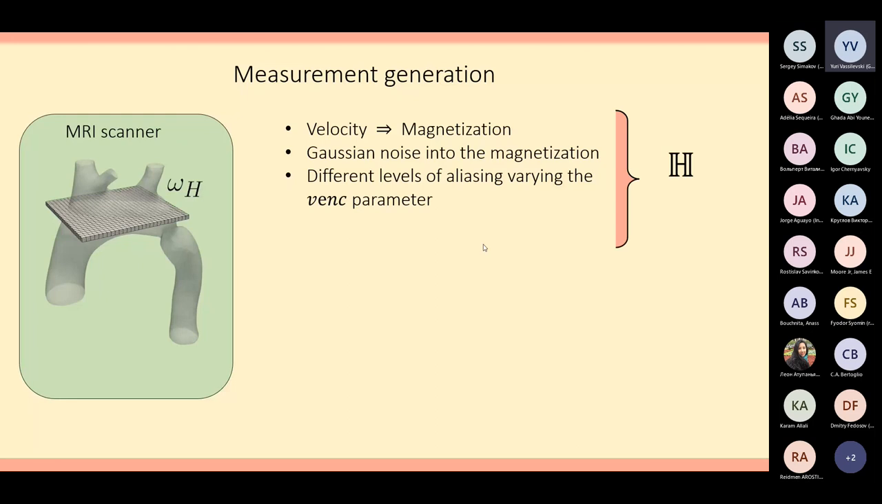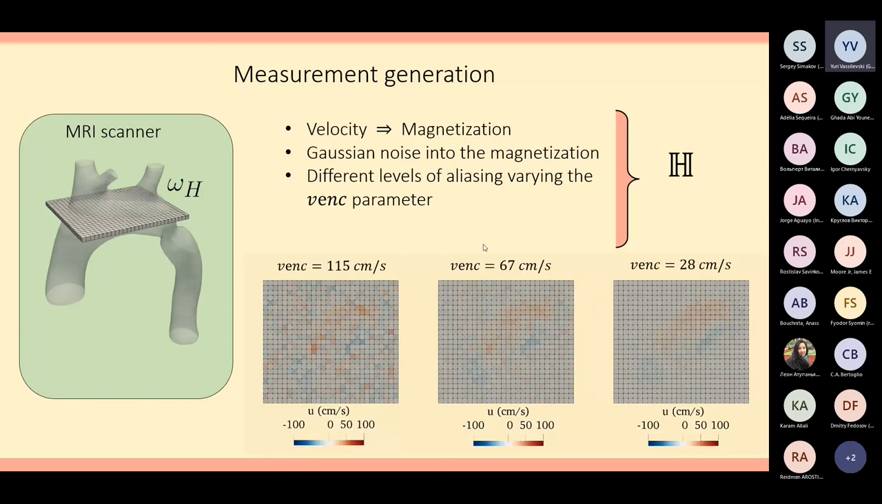And we will capture all this procedure in some operator called H, our observation operator. And this is how our solution will look like now for three different banks. On the left, we have the higher bank measurement, 115 centimeters per second. And as we go to the right, we are lowering the bank, and also we are lowering the noise level of our picture.